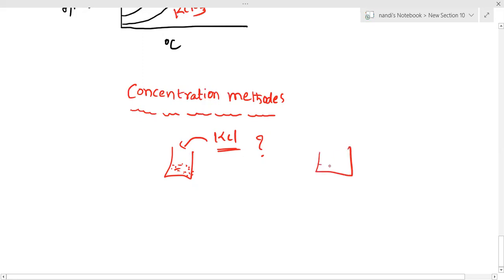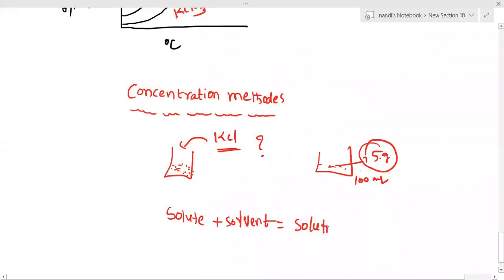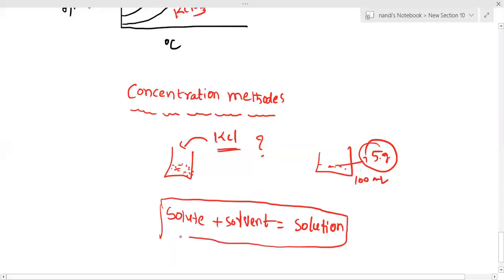Maybe we are dissolving here 5 grams of NaCl in 100 ml of solvent. Now we are going to express the concentration of this one. So the target is always with respect to solute. Solute plus solvent equals solution. This is the basic thing. Please note down: solvent plus solute equals solution.